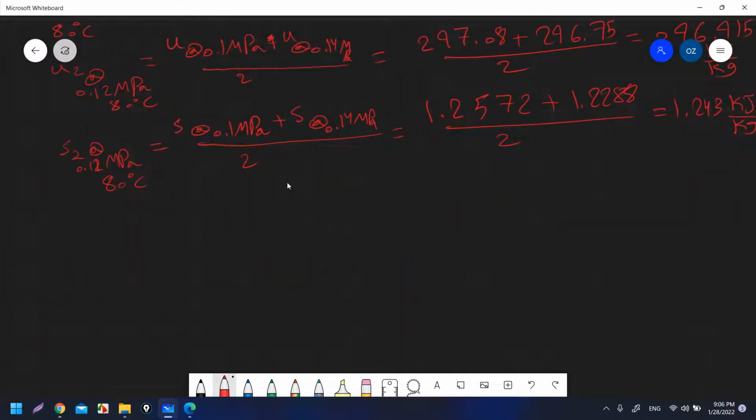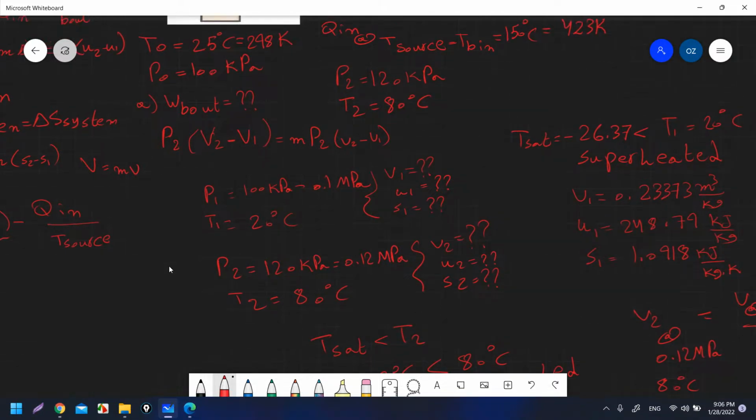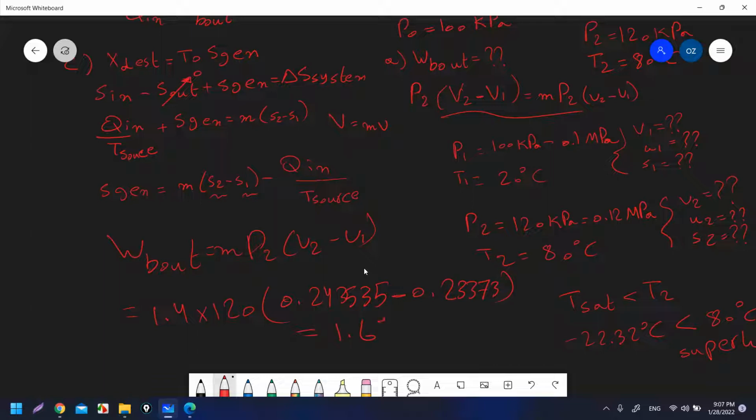So now let's find the requirements. For the boundary work, that is the equation. Boundary work is equal to m times (V2 minus V1), which is 1.4 times 120, the second pressure, since the piston starts to move with the second pressure. V2 is 0.243535, and in the solution manual you will find a wrong number, minus 0.23373. This will give you 1.647 kilojoule.